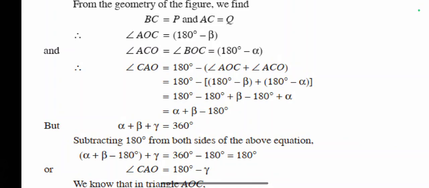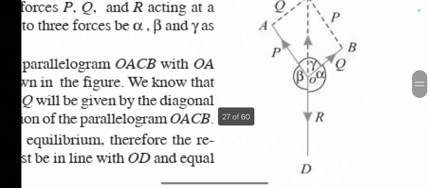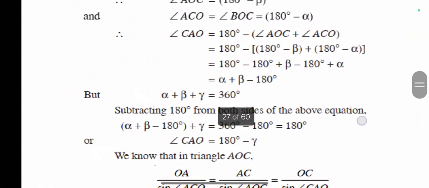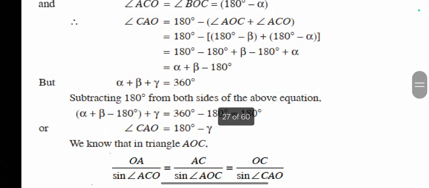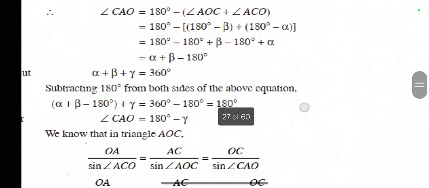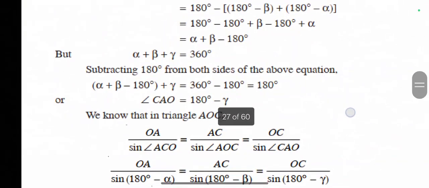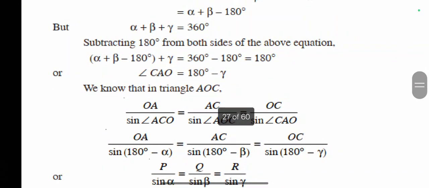But what is the total angle? Alpha, beta and gamma must be 360 degrees. We are substituting the value of alpha plus beta in this equation. So alpha plus beta minus 180 plus gamma is equal to 360 degrees minus 180. So angle CAO will come to 180 degrees minus gamma.